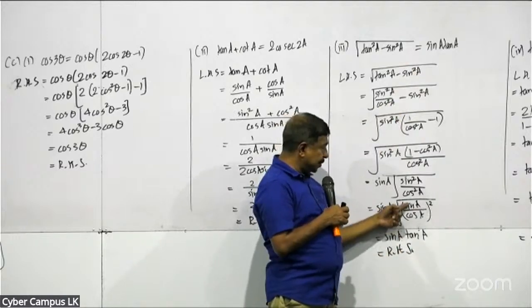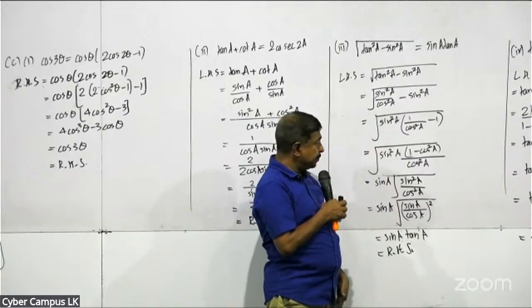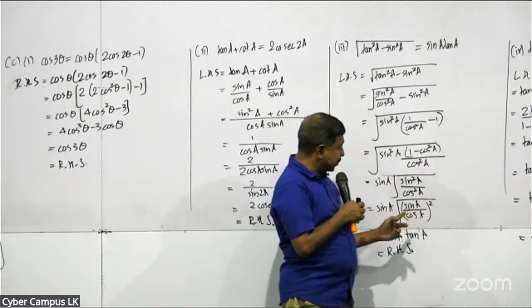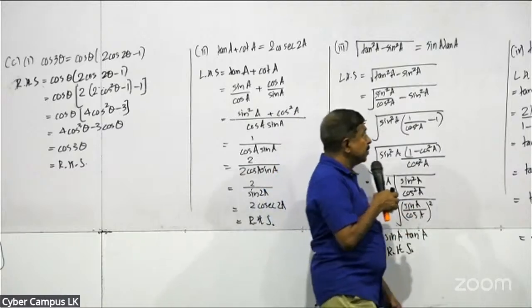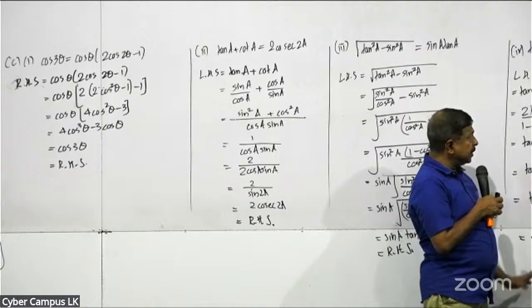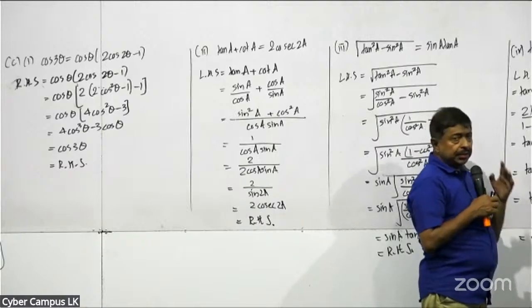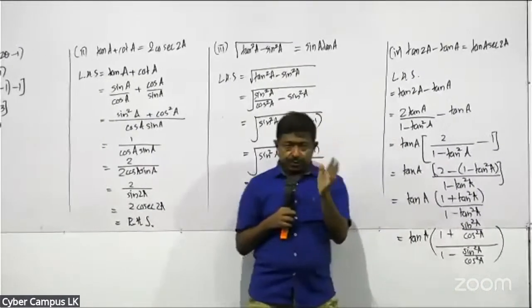Here I have probably skipped one step, but that's okay. This is tan A quantity squared. So when you take the square root, you get tan A. Here, this is a little trickier compared to the other three, but it is in fact not difficult.